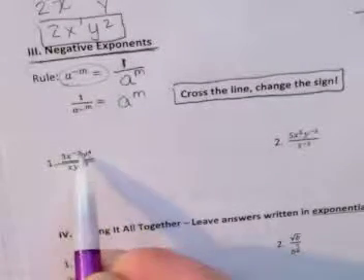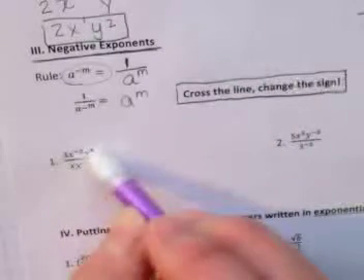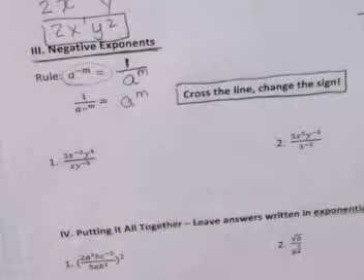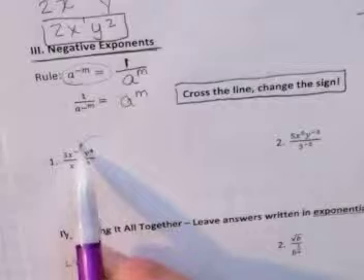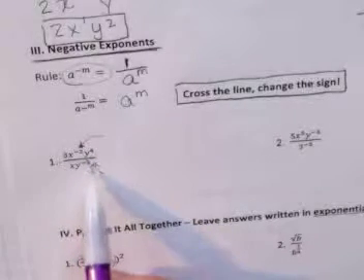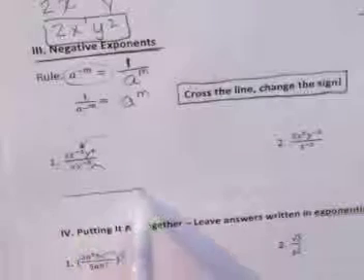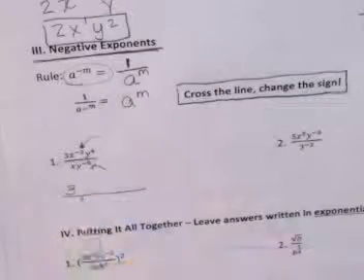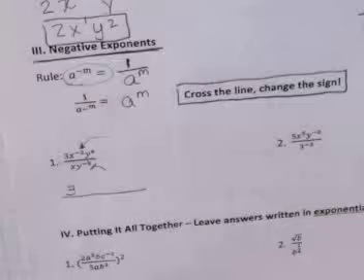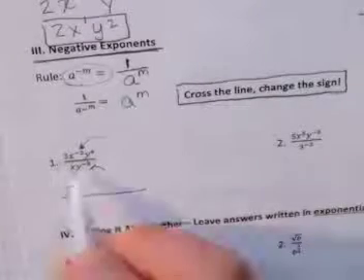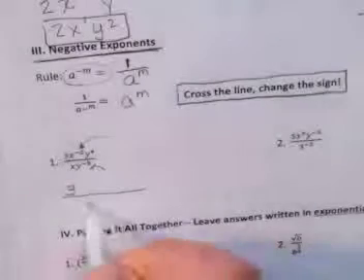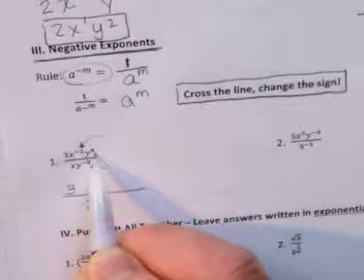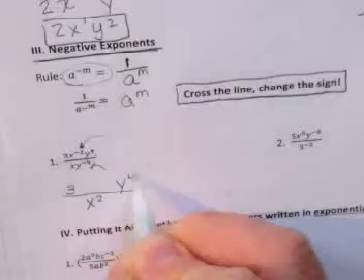Notice I have 3x to the negative 2 power, y to the 4th power, and it's being divided by x times y to the negative 3rd power. So I've got negative exponents right here in my numerator and also in my denominator. So I'm going to apply that rule. If you cross the line, you change the sign. 3 stays right where it is. Its exponent is 1. That's not negative, so I don't need to change the sign and cross the line. But x to the negative 2 power is, so I'm going to write it in the denominator as x squared. Y to the 4th is not taken to a negative power, so I'm just going to put it right there where it is.